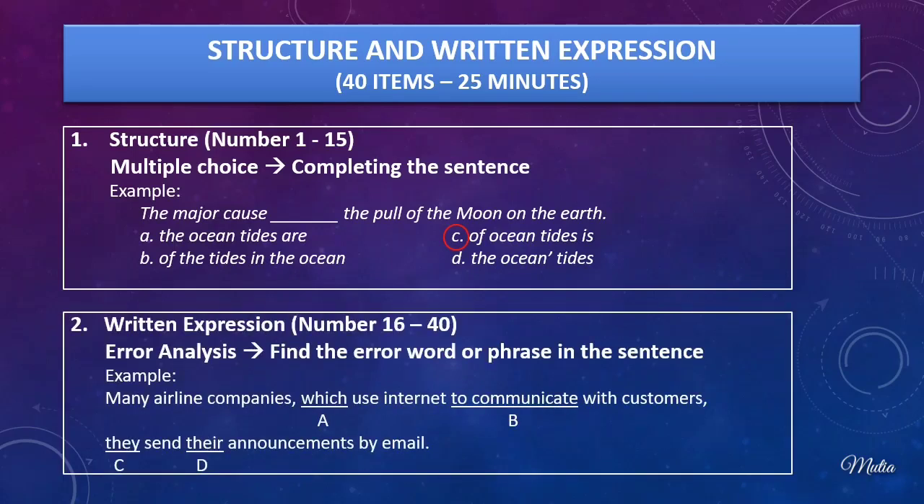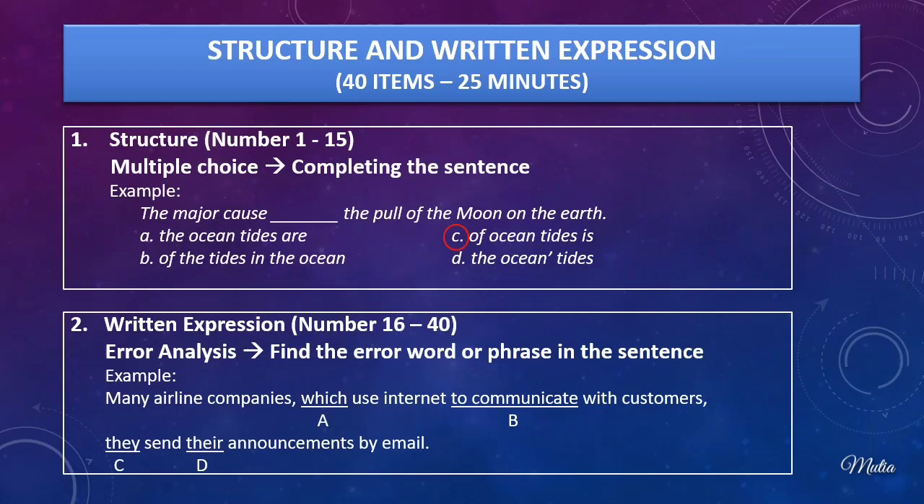The second is written expression, which is from number 16 until 40. The questions are in the form of error analysis. We have to find the error word or phrase in the sentence. For example, many airline companies which use internet to communicate with customers, they send their announcements by email.